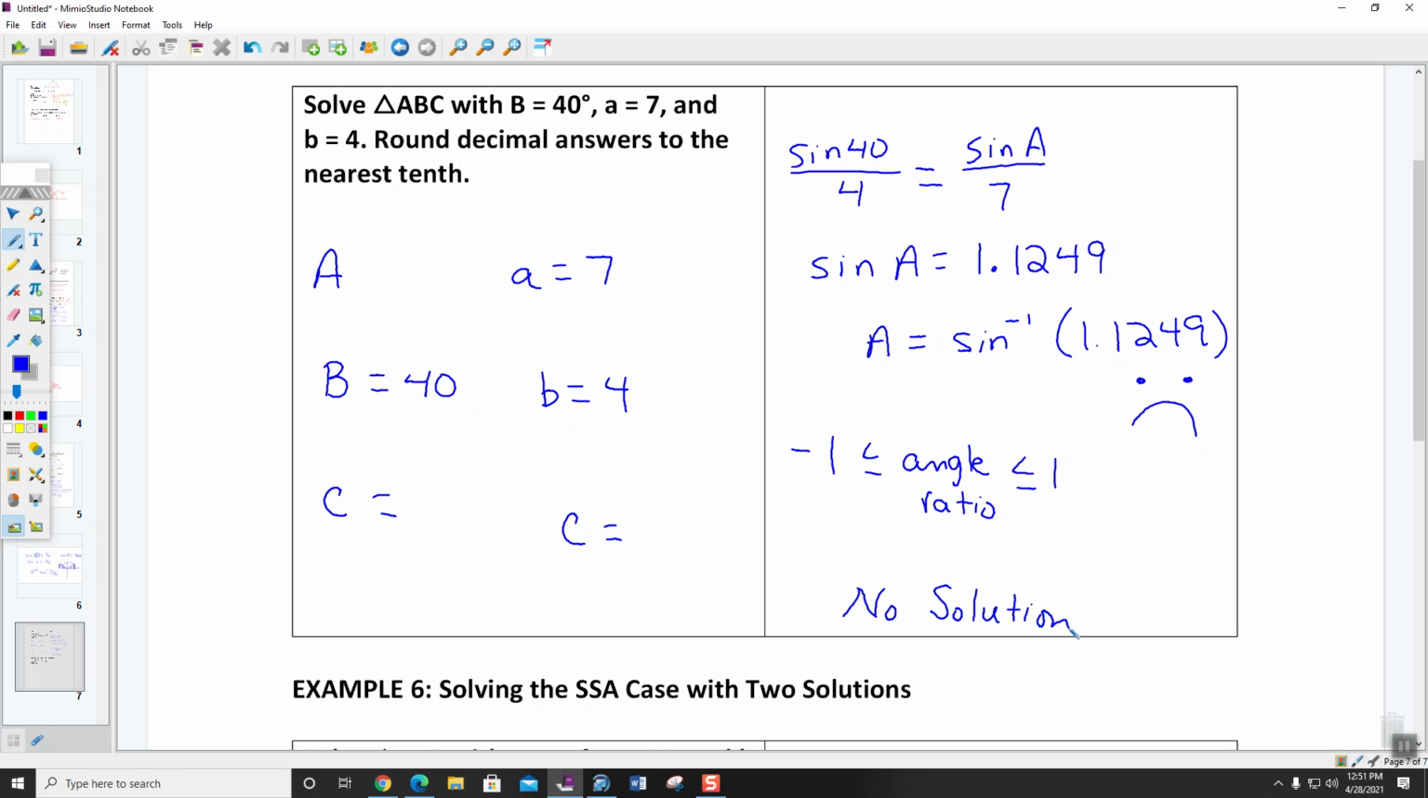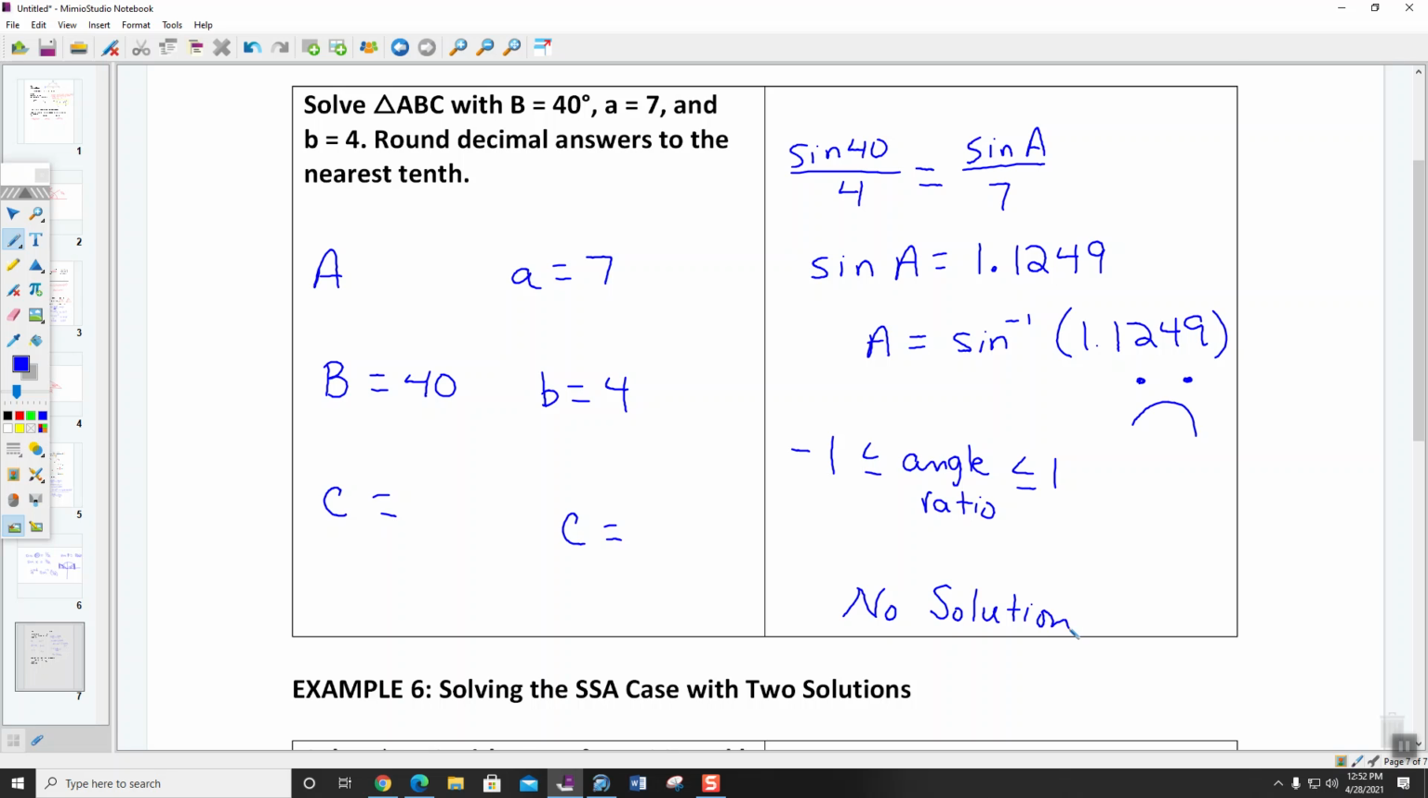Okay, so do you understand why there's no solution there? We can't find another angle because the ratio that we came up with for sine of A was outside that range from -1 to 1. All right, so we've looked at 0 solutions, we've looked at 1 solution. We better explore what here, kiddos?